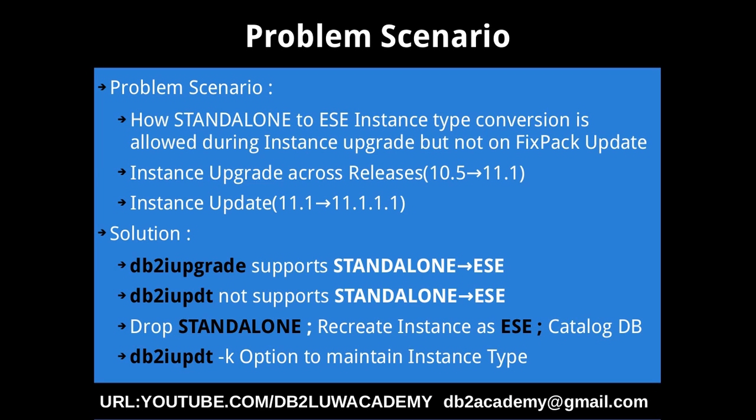So what you can do is two options. One is to maintain the instance type. Don't change the instance type when you do the FixPack update. You can say db2iupdate with the -k option, maintain the instance type, apply the FixPack and get upgraded to whatever FixPack level you want. Or you can drop the standalone instance and recreate the same instance as an ESE instance, because when you drop it, the database is not going to get dropped. So you can always recatalog the database into that ESE instance, and that is the idea.